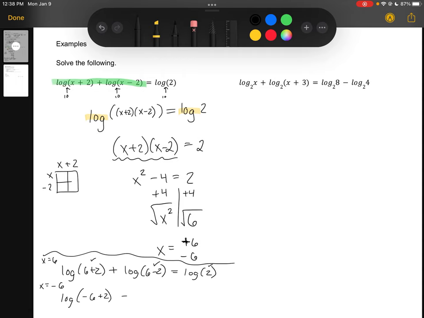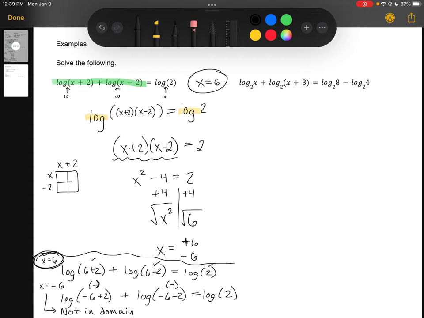Plug in negative 6, so the log of negative 6 plus 2, and it actually looks like minus 6 minus 2, that's a negative answer. And then minus 6 plus 2 is also negative. So for both of these, it doesn't work. So we can say that this answer is not in the domain. Because of that, the only answer that's tested and actually works is x equals 6.